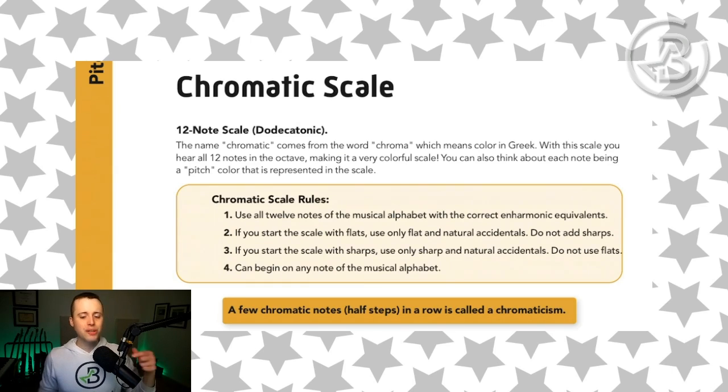In this lesson, we're going to be talking about chromatic scales. Now, a chromatic scale is a 12-note scale, or a dodecatonic scale. You don't need to remember the dodecatonic. You can just call it a 12-note scale.